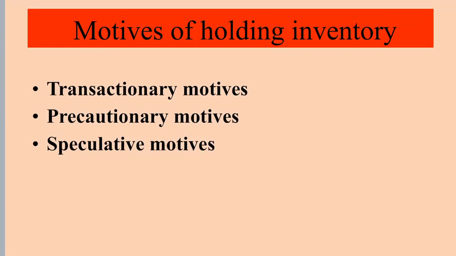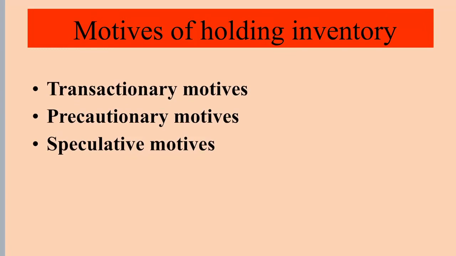The next one is speculative. Speculative motive means the inventory items are stored not for the purpose of immediate consumption, but for the purpose of consumption in the future.